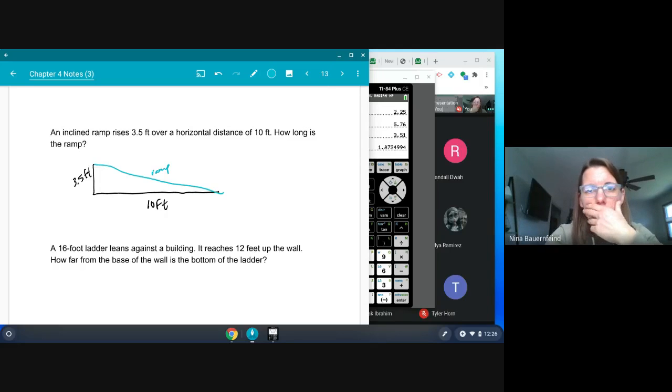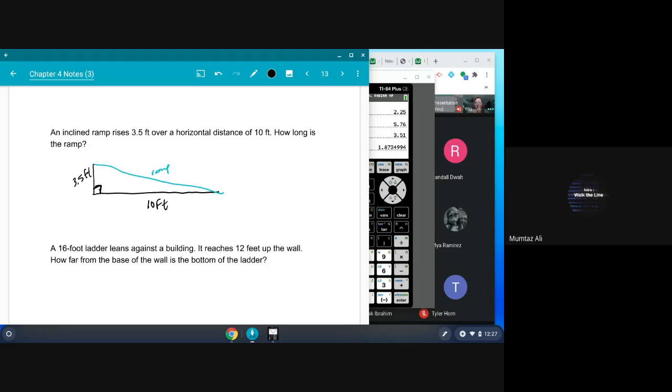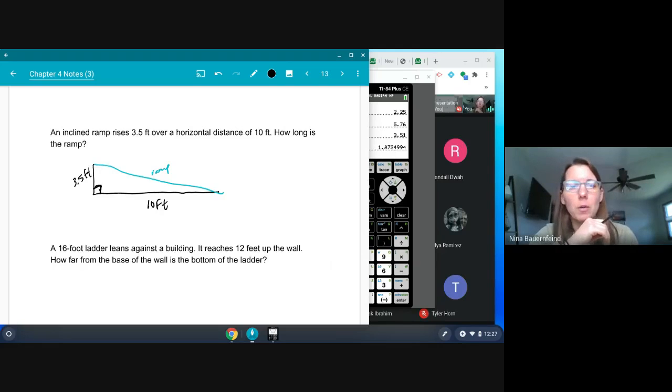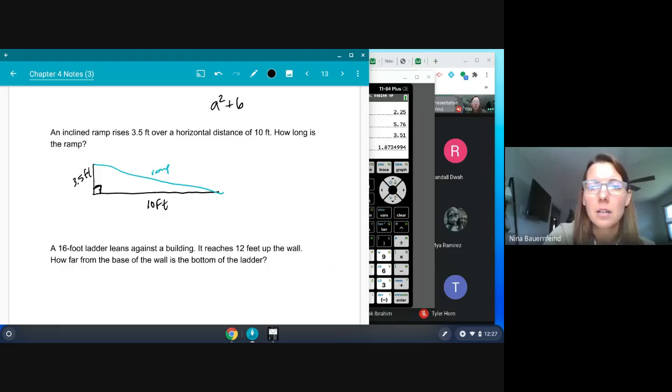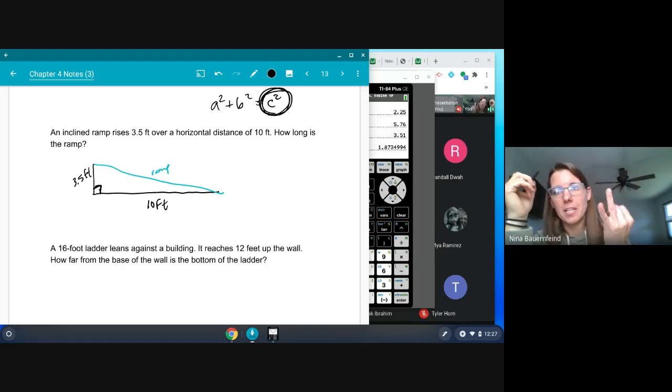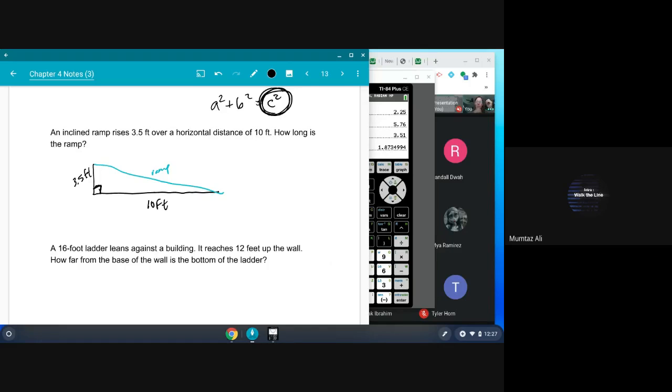So which one is our hypotenuse? Which one's going to be our hypotenuse? 3.5, 10, or the ramp? What did you say again? The ramp? Yeah, so I want to know which one is the hypotenuse, which one is going to be C. 3.5, 10, or the ramp? The ramp. You got it.